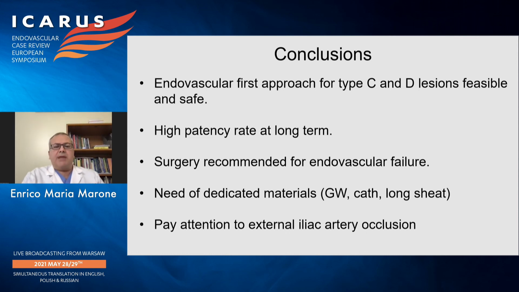So in conclusion, Mr. Chairman, dear colleagues, the endovascular first approach for type C and D lesions is feasible and safe, with high patency rate at longer term. Surgery is recommended, in my experience, only for endovascular failure. We need dedicated materials: guide wires for CTO, dedicated catheters, and long sheaths when we want to approach in an antegrade way from transbrachial or transradial access. And please pay attention to the external iliac artery occlusion.